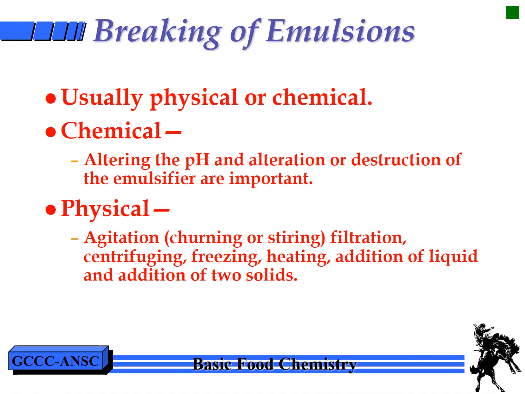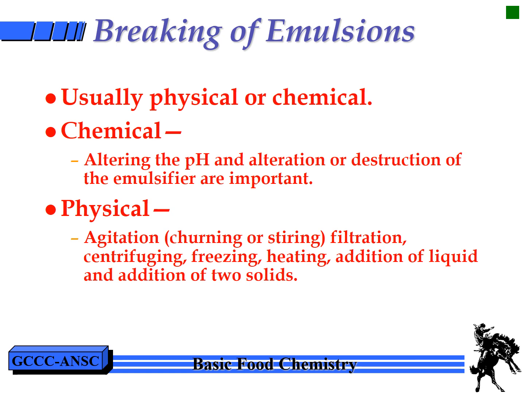So as mentioned previously, emulsions can break, and sometimes it's a physical cause that is the culprit, and sometimes it's a chemical thing. When a chemical cause breaks the emulsion, it's usually from altering the pH, and then altering or destruction of the emulsifier becomes important for this to happen. And sometimes you do want the emulsion to break, but most times you don't.